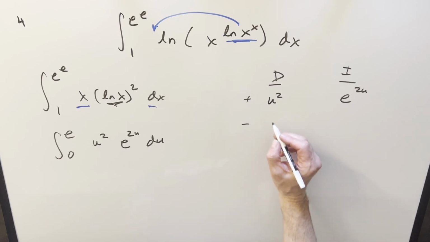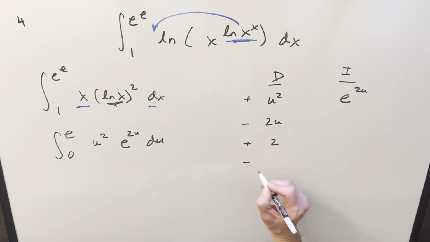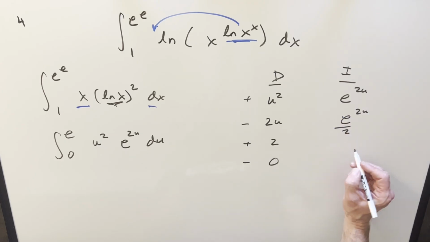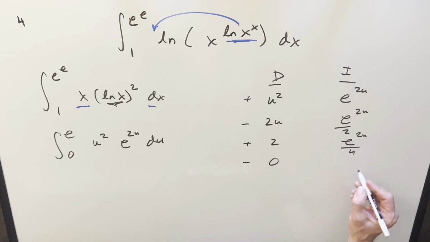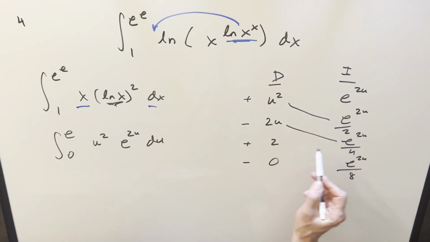So we go ahead, we'll differentiate here, and this is going to be 2u. Do it again, we get a 2. Do it again, we get a 0. Then over here, integrate, a 2 comes out. Do it again, another 2 comes out. 2 times 2 is 4. And then for this last one, we get e to the 2u over 8. So then we get our solution on the diagonals.